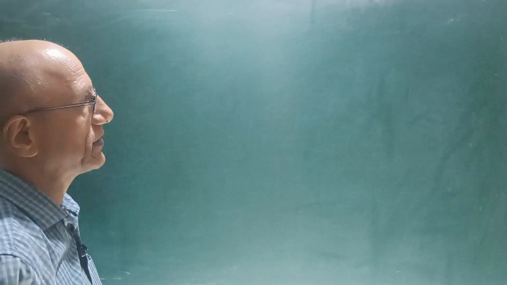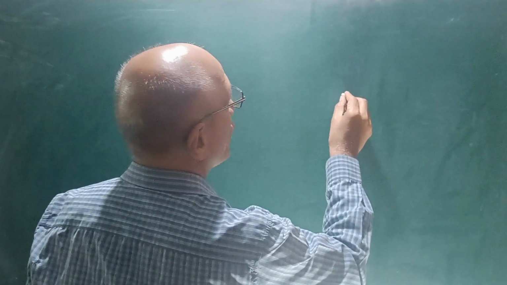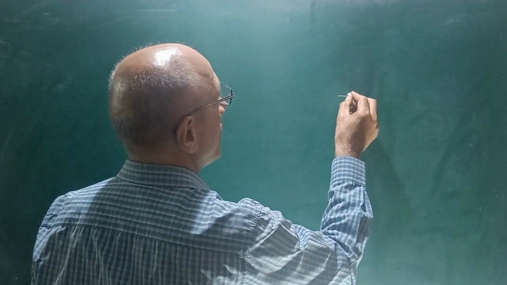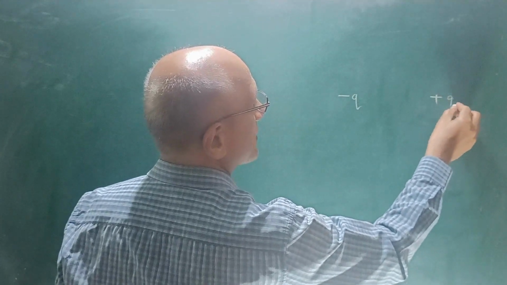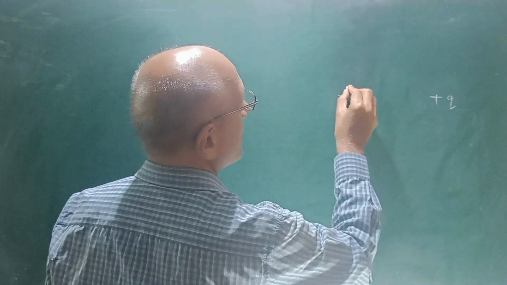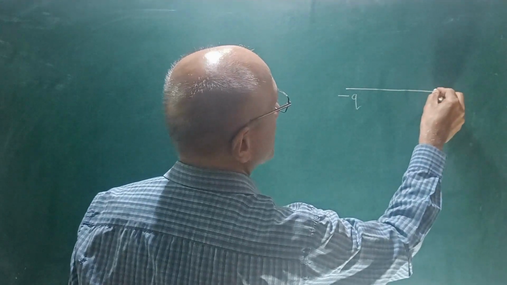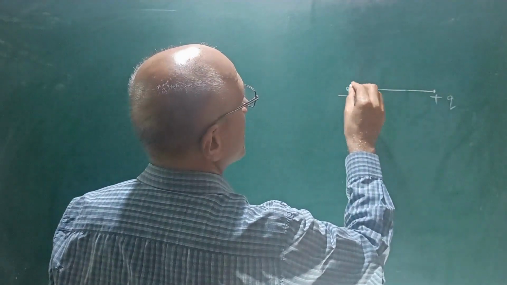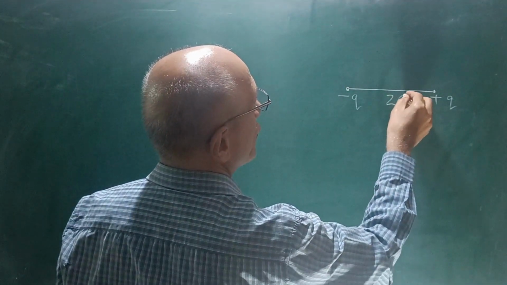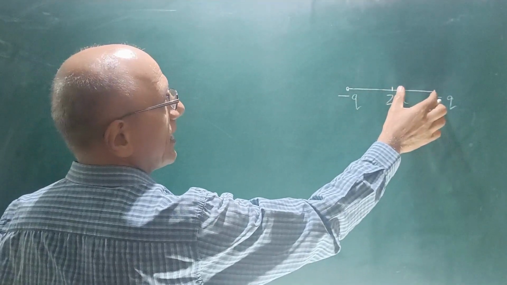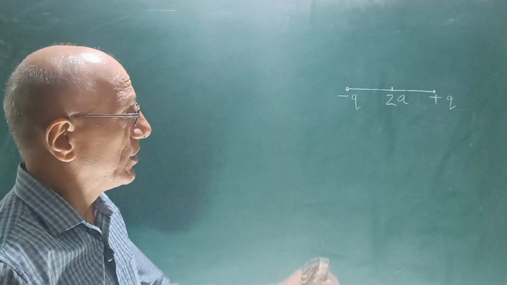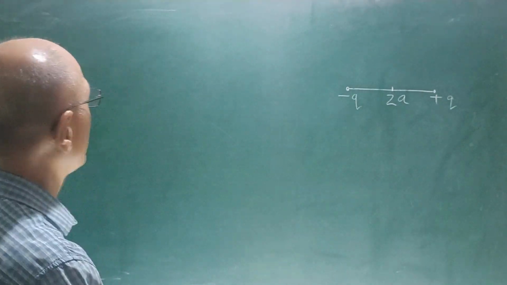Electric dipole is a system of two equal and opposite charges separated by a small distance, and that distance we call it 2a, so that from the center here it will be a and here it will be a. So this is the electric dipole.